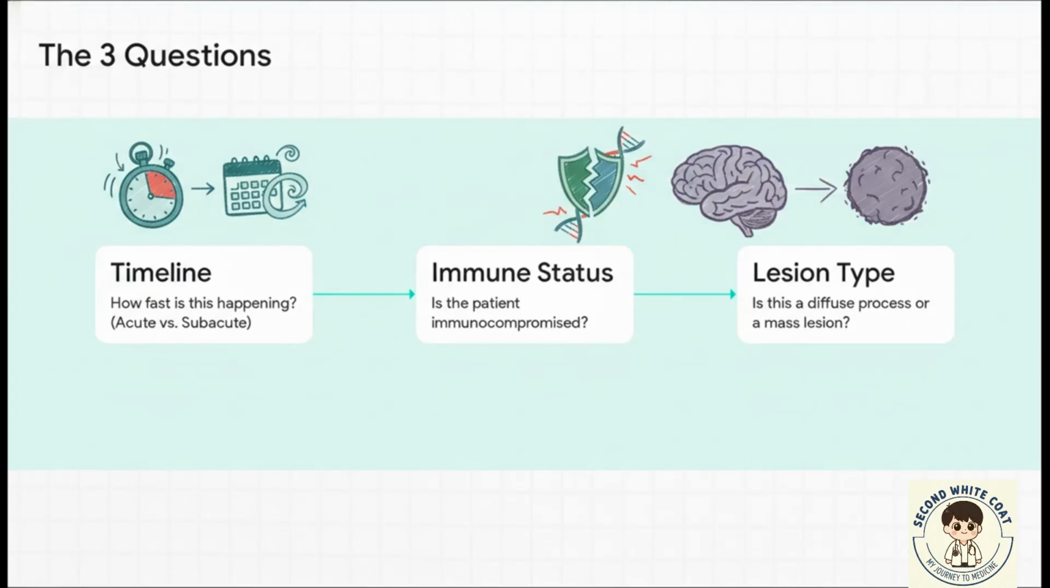Here they are. It's this simple. First, how fast is this happening? Are we talking hours, or has this been going on for weeks? That's your timeline. Second, is the patient immunocompromised? This is a huge fork in the road. And third, is this a diffuse process, or is it a mass lesion? Is the whole brain kind of angry and swollen, or is there one specific thing taking up space? So, timeline, immune status, lesion type. That's it. Let's see how it works.